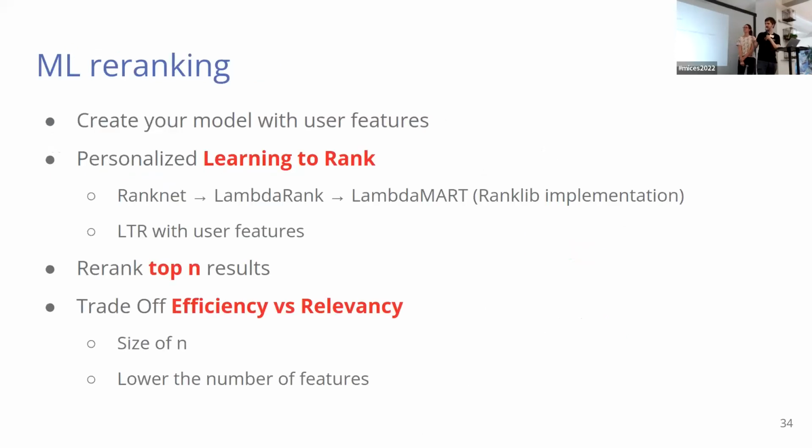And in re-ranking, you will create a model, but then you will add user features in addition to your product features, which we could call personalized learning to rank. Here I put some of the history of all the algorithms which have been used in learning to rank. And you re-rank the top N results. There will usually be a trade-off between efficiency and relevancy, the size of the top N results that you will re-rank, as well as the number of user features that you will use to improve your search engine.